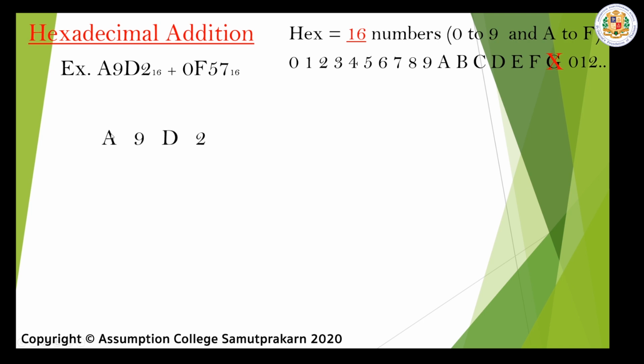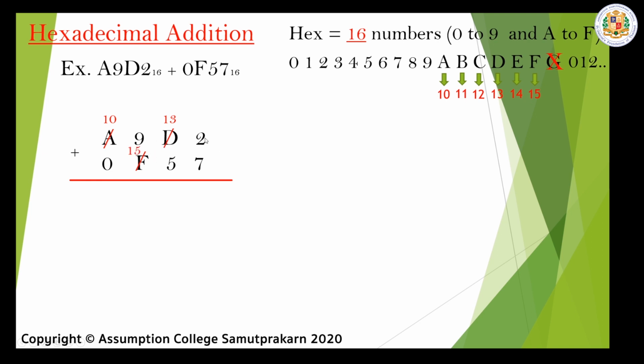So here it is. Let's put it down. The first thing that we have to do here is convert these letters into numbers. If you can remember, A is equivalent to 10, B is 11, C is 12, D is 13, E is 14, F is 15. So we cancel out A, we put 10, as A is equal to 10. We cancel out D, we put 13. We cancel out F, and we put 15.